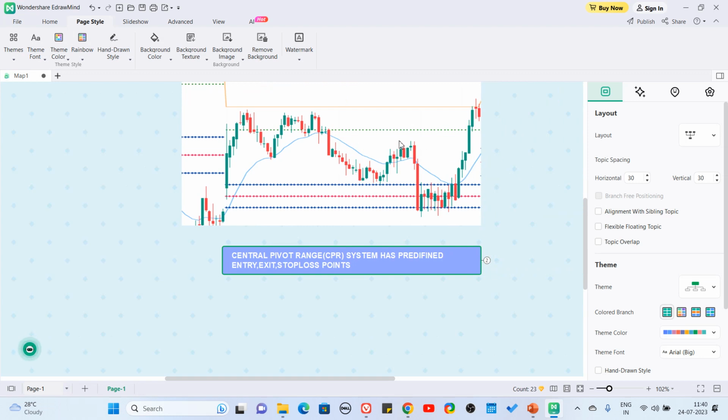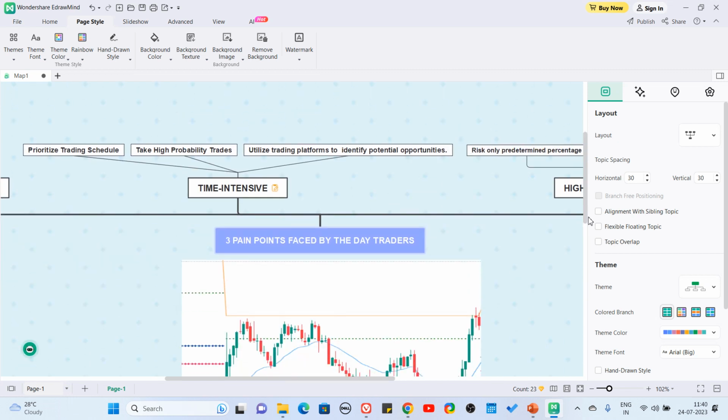Likewise, there are so many different styles of high probability trades, and if you are able to recognize them in the markets, it is going to give you an edge. So take high probability trades like entering at the CPR. The third one here is utilize trading platforms to identify potential opportunities. Why? Because we are not having much time to do the trading.